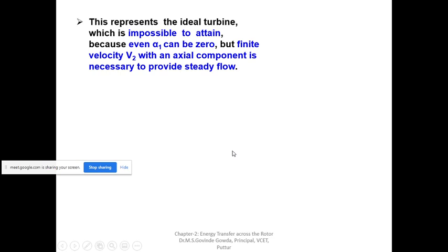Now this represents the ideal turbine, which is impossible to attain, because even though alpha 1 can be 0, a finite velocity V2 with an axial component is necessary to provide steady flow. So alpha 1 can be 0. That means without any inclination, the jet has to hit the turbine. The nozzle should not take any inclination here. It has to be in a horizontal way.